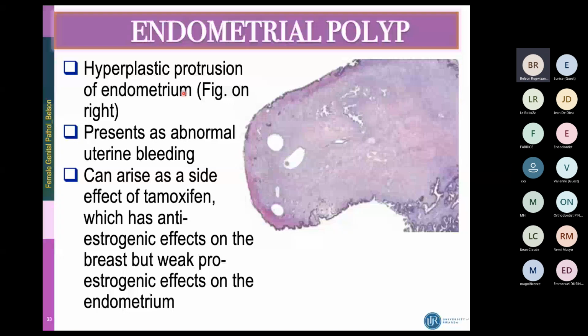So it presents with abnormal uterine bleeding and can arise as a side effect of tamoxifen. Tamoxifen is a drug used to treat some breast cancers. It is an anti-estrogen, which has anti-estrogenic effects on the breast, but weak pro-estrogenic effects on the endometrium. So it can cause proliferation of the endometrium because it is pro-estrogenic. Estrogen is what drives the proliferative phase of the endometrium during the menstrual cycle.